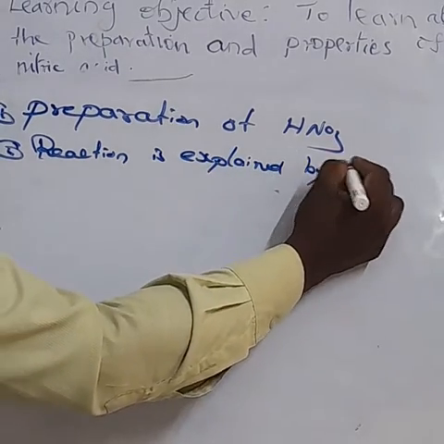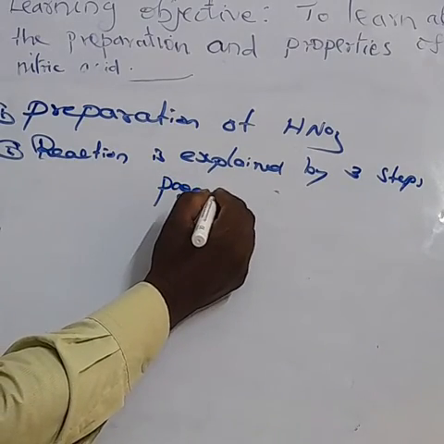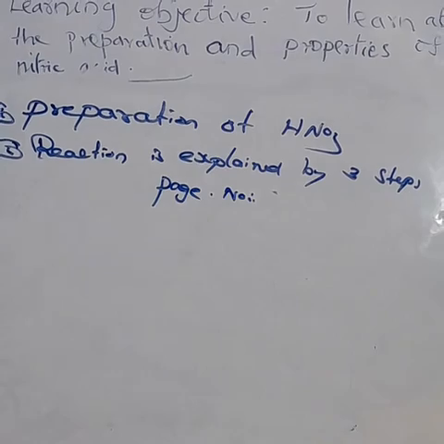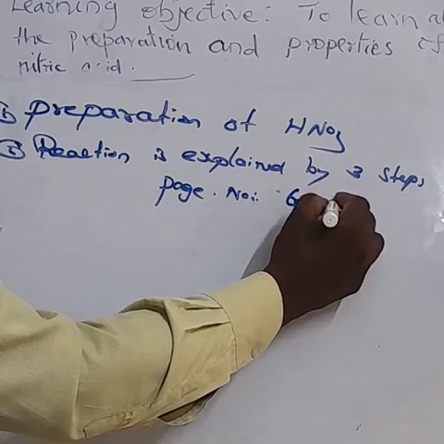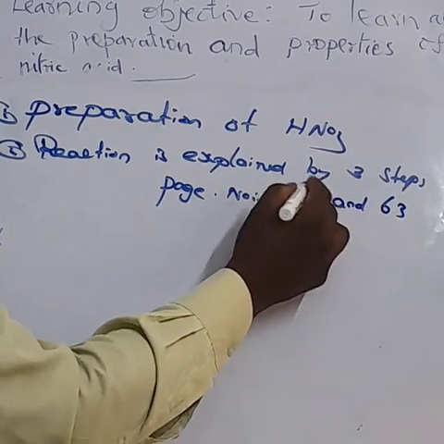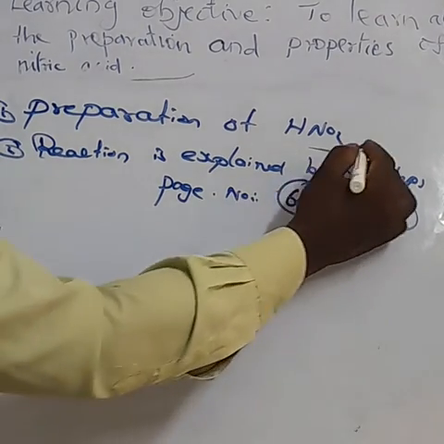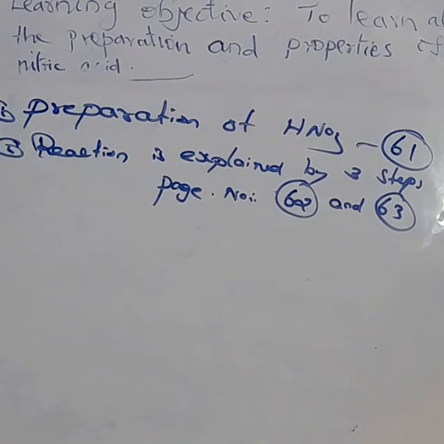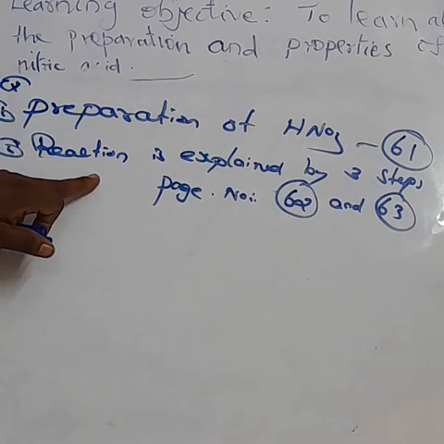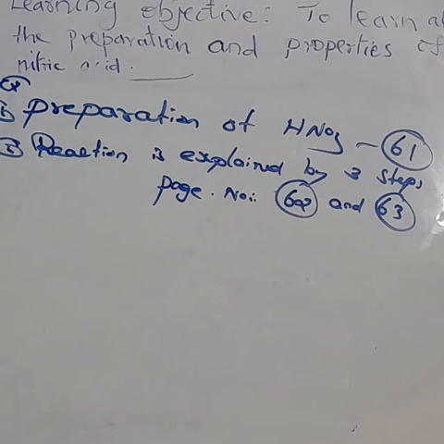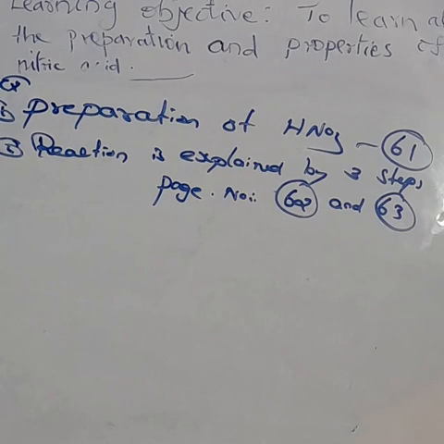What's the page number? I think page number 62 and 63. Right, the preparation is on page number 61. This is a very important question. Preparation of nitric acid is a very important question. All of you should at least take written practice. The reaction takes place in 3 steps, that is primary, secondary, and tertiary. Okay. Thank you all. Thank you.